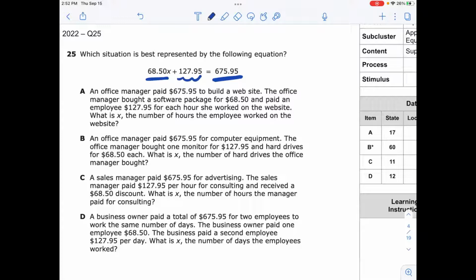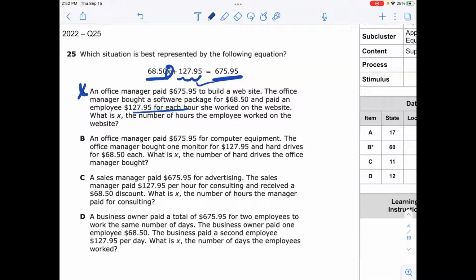So let's look at this. An office manager paid $675.95 to build a website. An office manager bought a software package for $68.50 and paid an employee $127.95 for each hour she worked on the website. So the total, $675.95, is correct, but again, that thing that's going to stick out to students is $127.95 for each. And so A would not be a correct response because they don't have the variable term with the correct number.